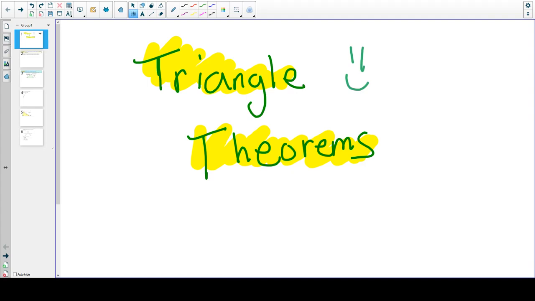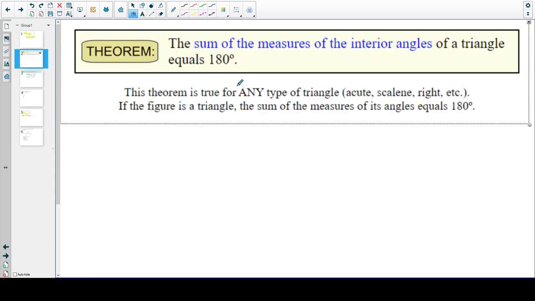Alrighty. Hi everyone. I'm going to quickly go over some triangle theorems. There's really only two things that we've learned in terms of theorems about triangles. So let's continue.